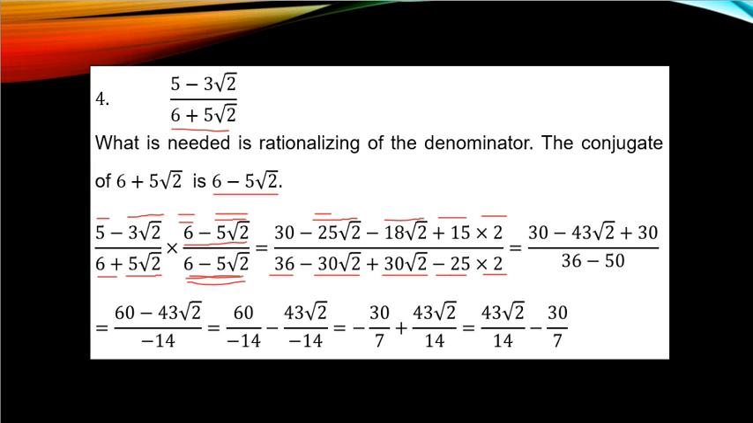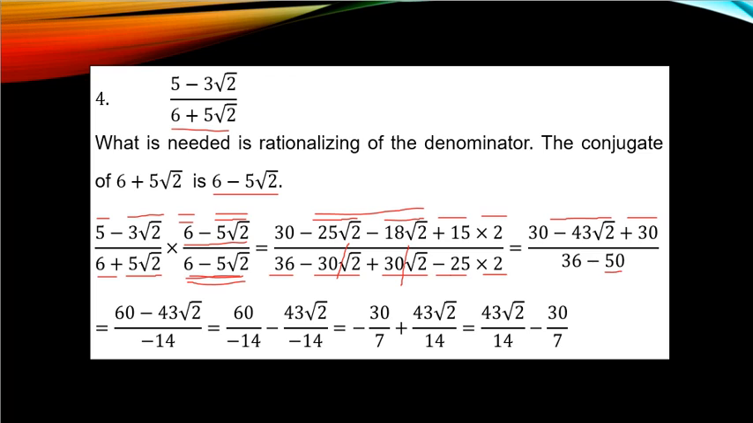These two terms are alike, they can be added. Minus 25 root 2 minus 18 root 2, that is minus 43 root 2, plus 15 times 2, that is 30. For the denominator, you have 36 minus 30 root 2 plus 30 root 2 is 0, followed by minus 50, that is 25 times 2.